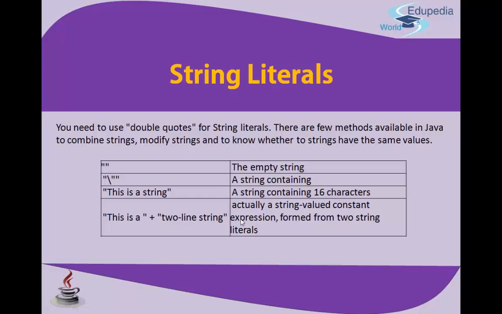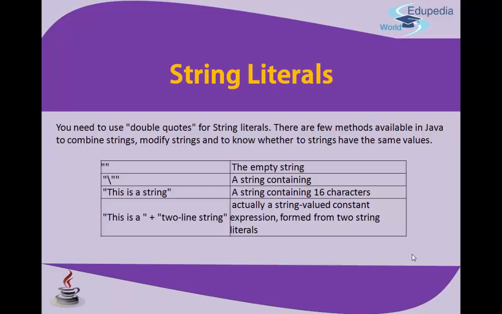Now actually, this is a string valued constant expression formed from two string literals. So these are the string literals, that means a valid message or valid parameters. So this is what a string literal is. You have seen that string literals can be beneficial in different ways, where we can store different values in different strings and then join them through the plus operator. I hope you understand this concept.